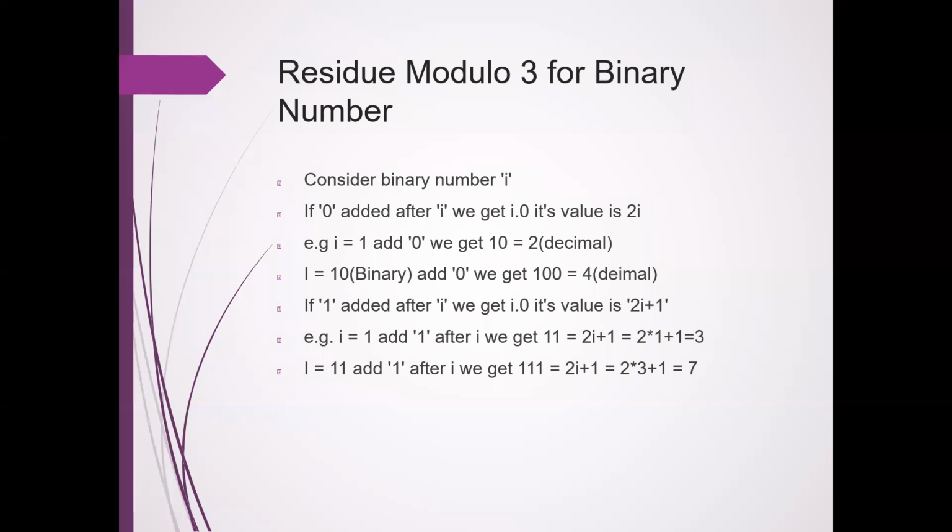So it means what? When you try to divide this decimal 1 by 3, what will be the remainder? 1. It is 1. So you should reach the state which will generate remainder 1 from Q0. Which is that state?